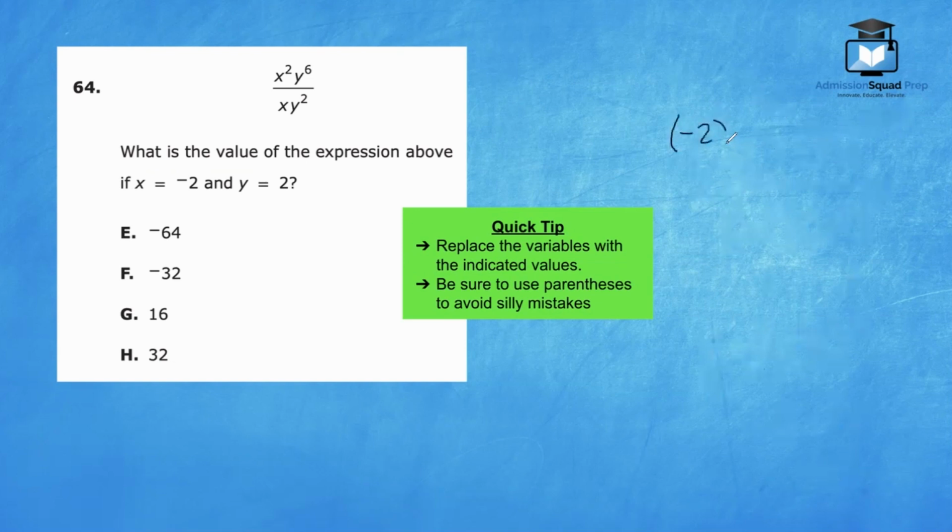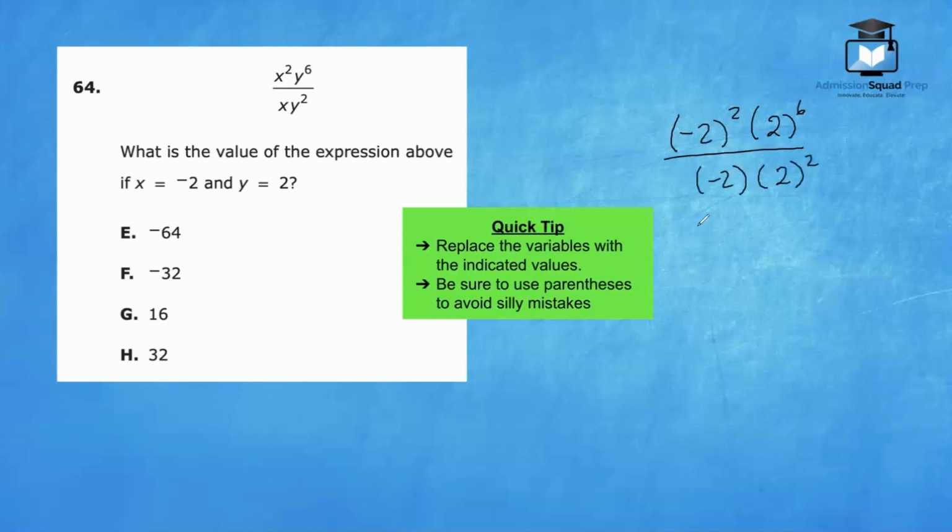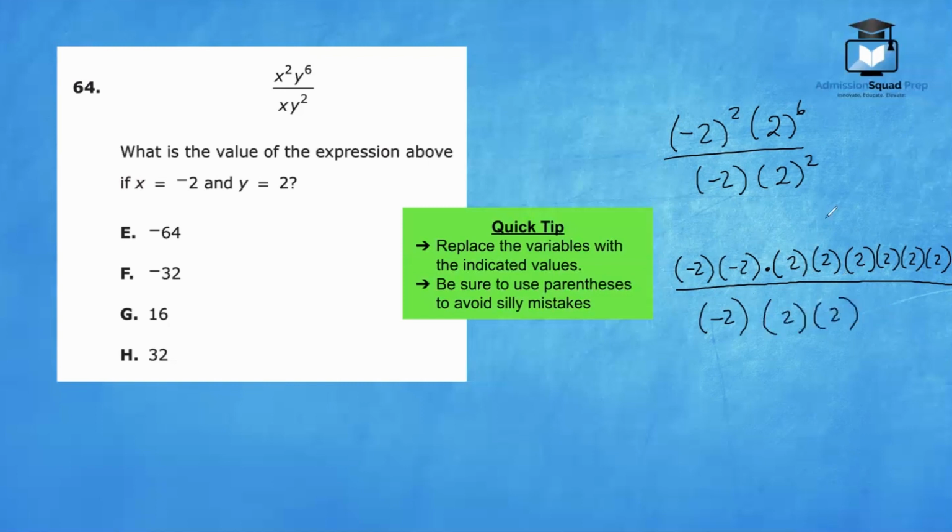We have -2 to the second power times 2 to the sixth power divided by -2 times 2 to the second power. In our numerator, we have -2 times -2. And now we're going to expand 2 to the sixth power. So we have 2 times 2 times 2 times 2 times 2 times 2. We have 6 2's over there. In the denominator, we have simply -2 times 2 times 2.